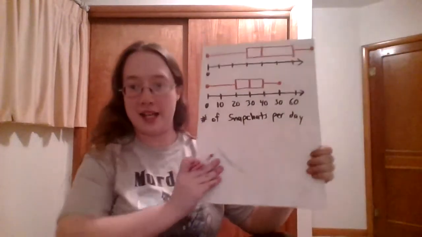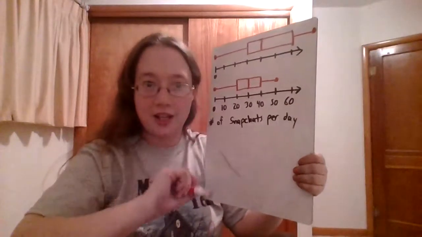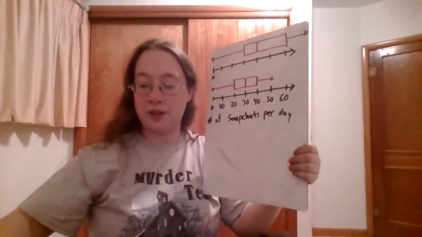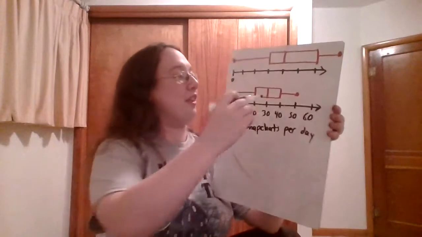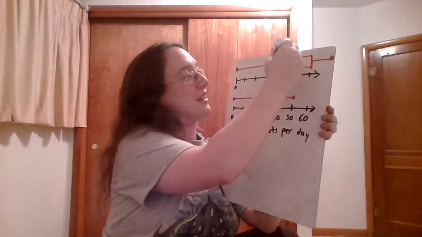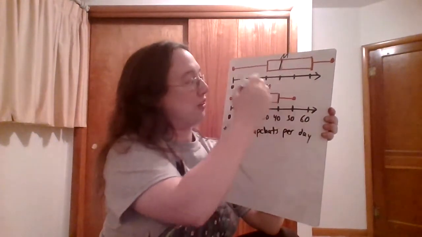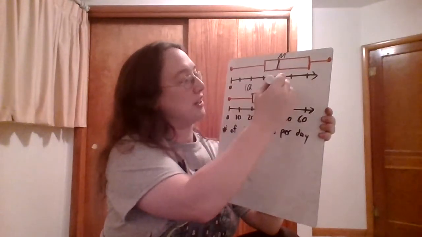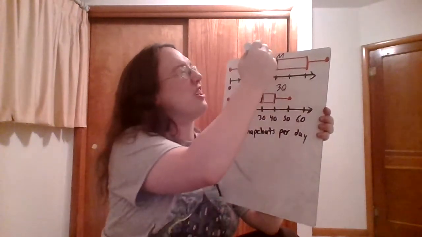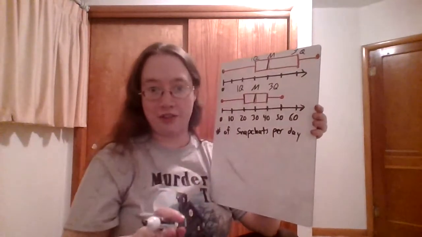Alright, let's try one more. Let's say instead of little graphs with X's, we've got a couple box plots. And with box plots, a lot of the work is done for you, because if you're looking at a box plot, this number right in the middle of your box is your median. And the numbers on the ends of your boxes are your first quartile and your third quartile. So you don't even need to go through and find those.